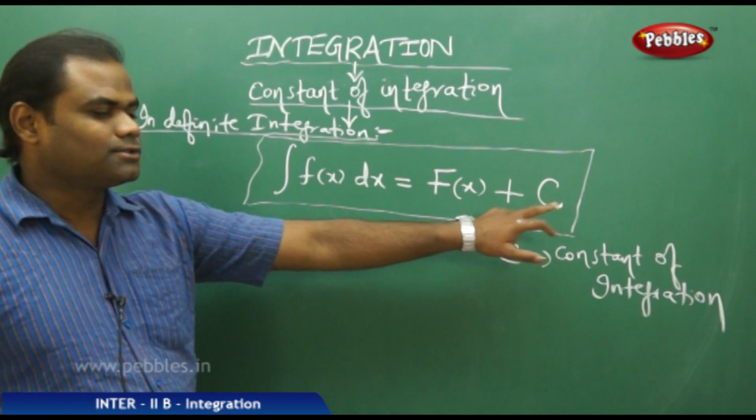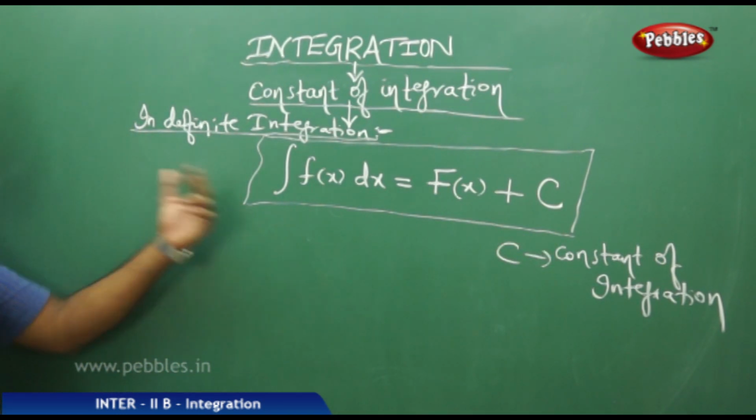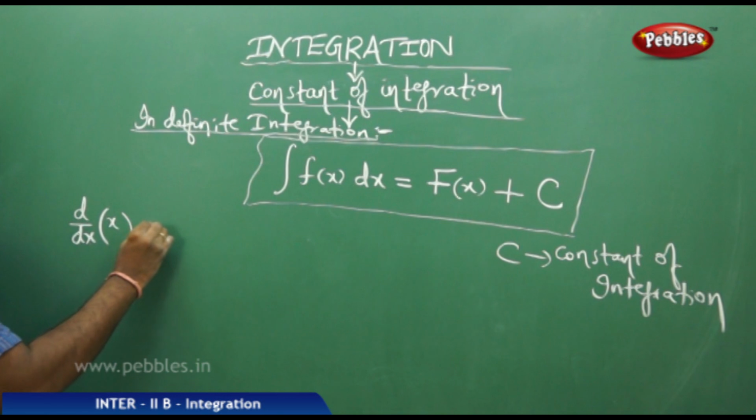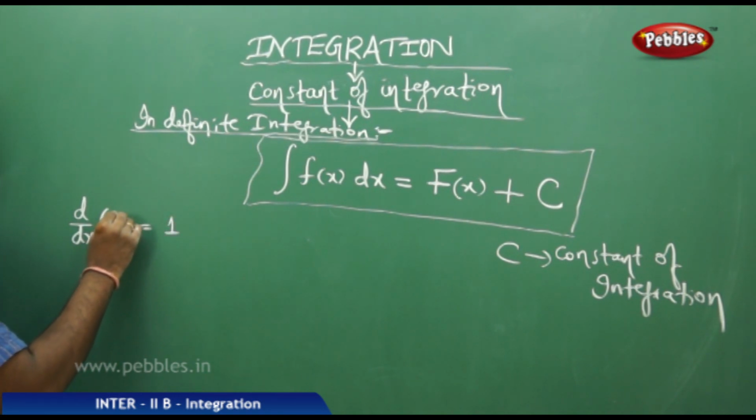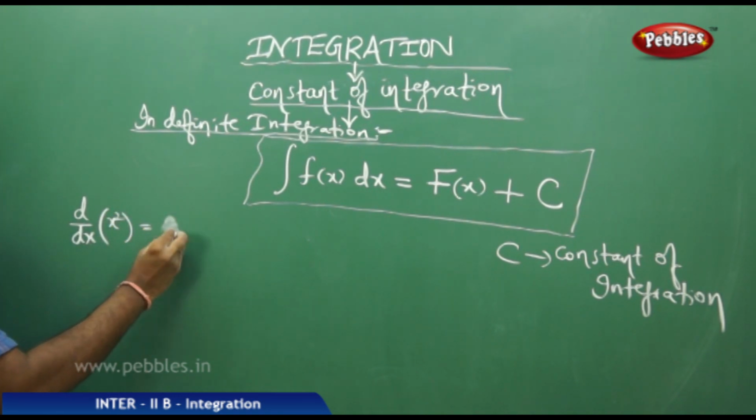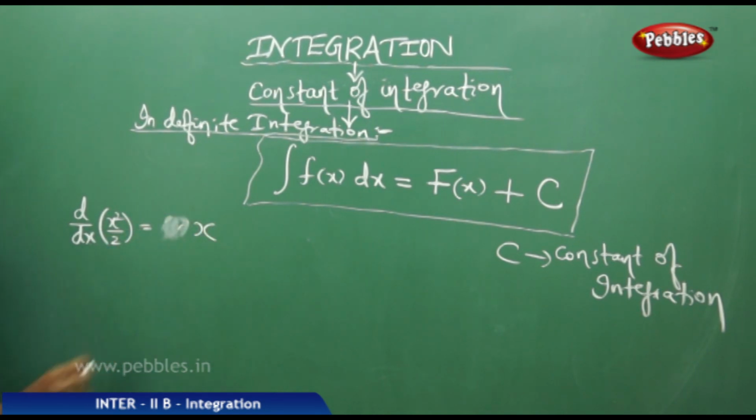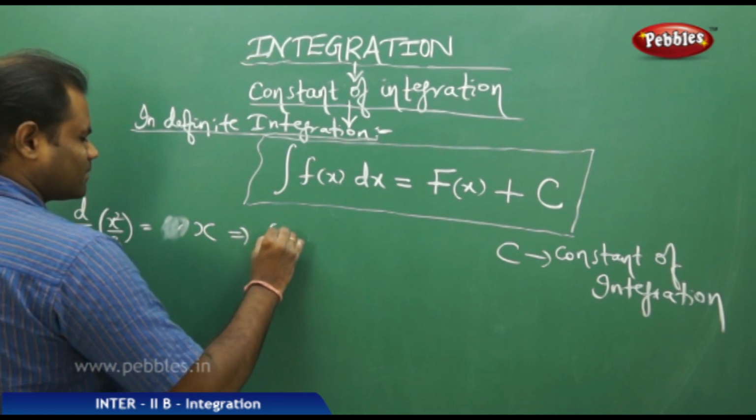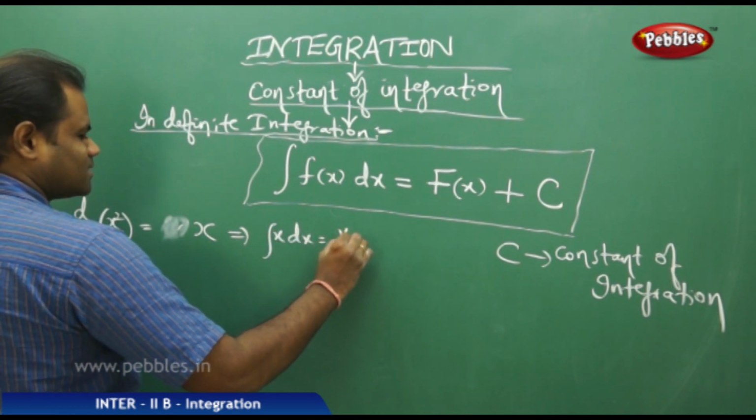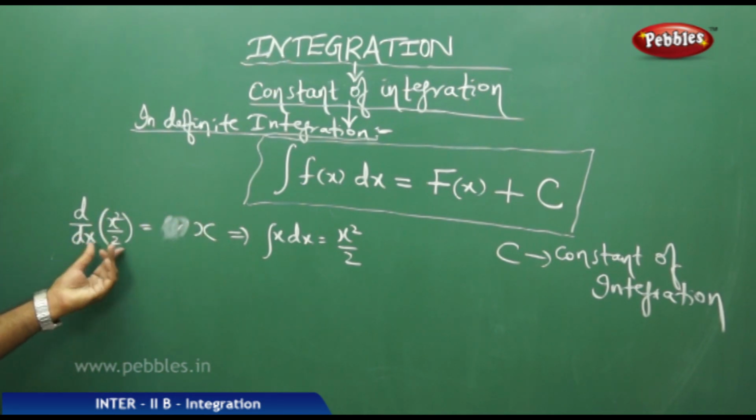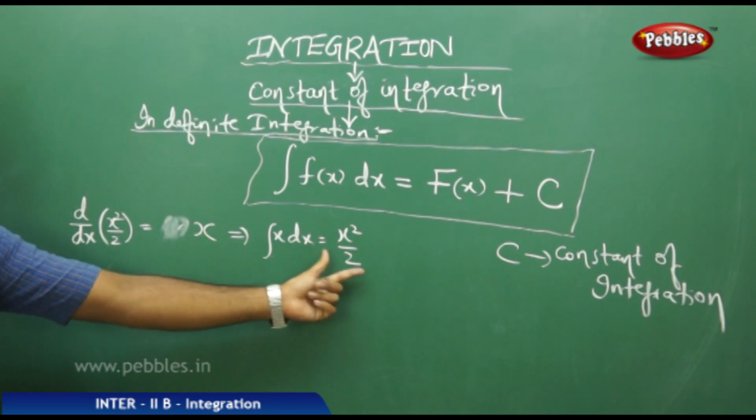The reason for inclusion of c is, if you go back to the anti-differentiation concept, d by dx of x squared by 2 we know is x. That implies the integration of x is x squared by 2, because these are anti-differentiation. So the integration of this is this, because the derivative of this is this.